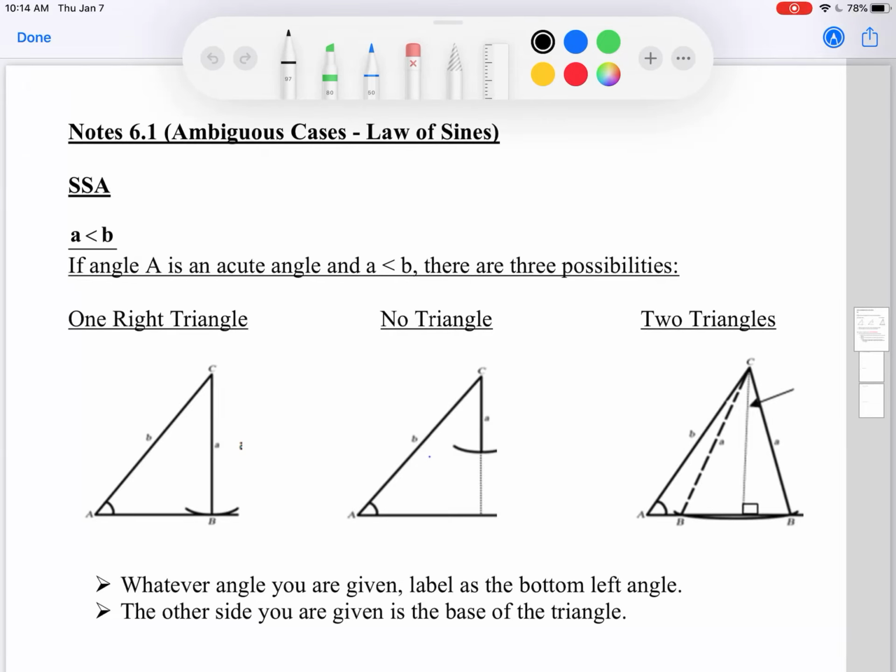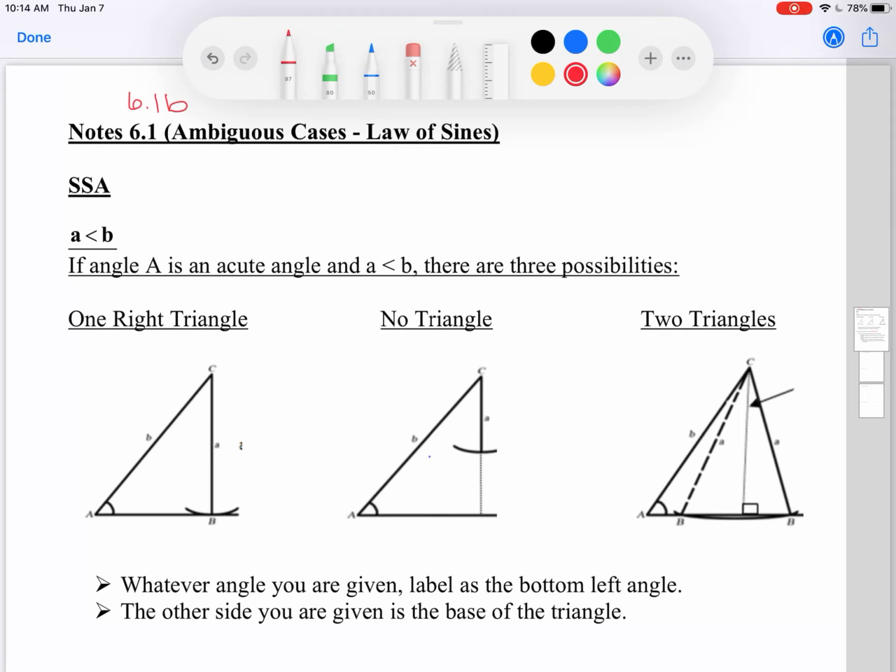Hi everyone. Today we're going to be going over notes 6.1 and we've already talked about 6.1a, so we will call these ones 6.1b. All right, and what this one is, we're still going to be using law of sines today. However, we're going to be talking about ambiguous cases. So we'll get going here on the examples as to what an ambiguous case can be.